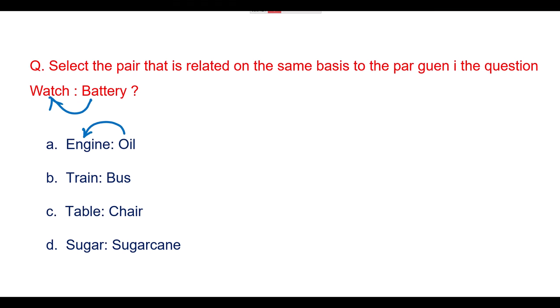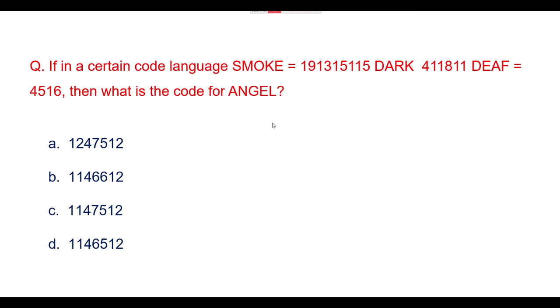There is again a bit of a question regarding sugarcane and sugar. Sugar is obtained from sugarcane, but this is regarding working. A watch will work using battery, an engine will run using oil. Now it may have changed nowadays because electric vehicles came, and engines will run using electricity. So that question needs to be updated. Now what about this question?